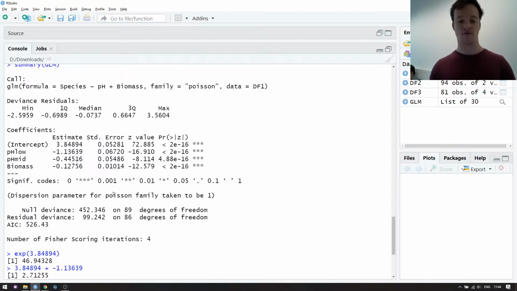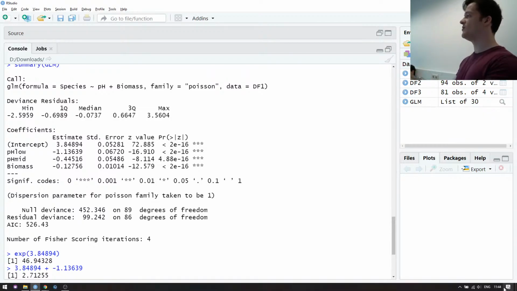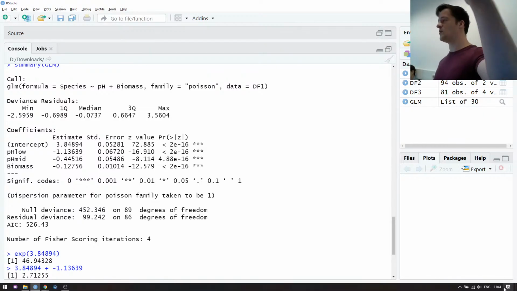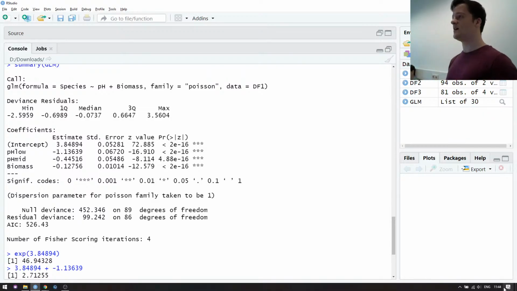Then we see dispersion parameter for Poisson family taken to be 1. This has to do with over dispersion, and I'm not going to explain that now because Harold will explain that tomorrow. But very short, the Poisson distribution only has one parameter, right? And it represents its mean and its variance. But for some count data, there is some unknown thing that also contributes to the variance. And that causes what's called over dispersion, which means that the variance is actually larger than lambda. That's a problem because the Poisson family only estimates one parameter, so it cannot encompass larger variance than the mean. So what you would have to do is use a different kind of model, but again, this is what Harold will tell you tomorrow.